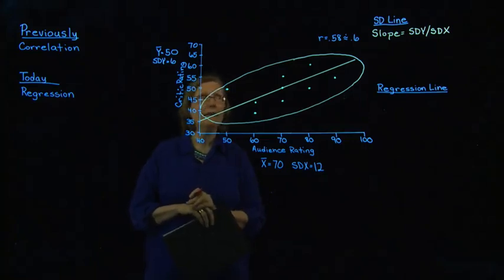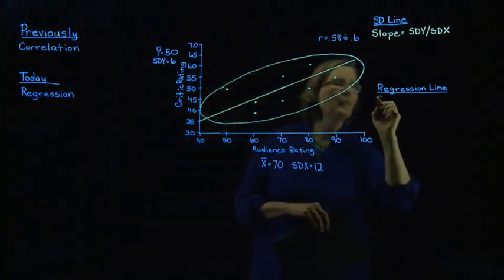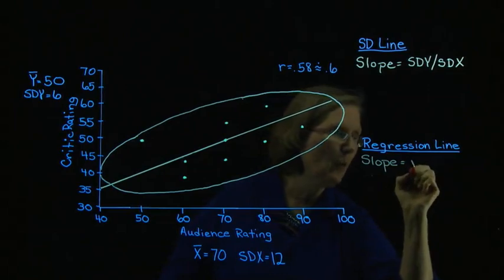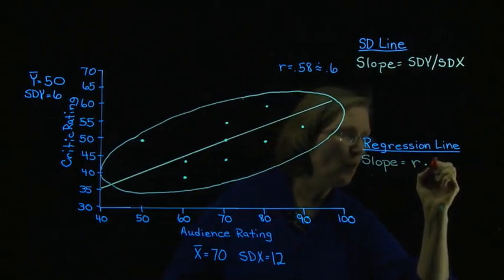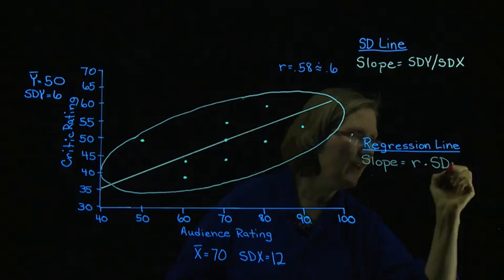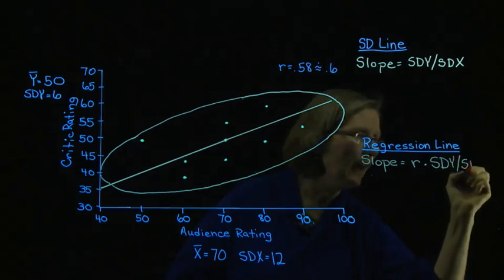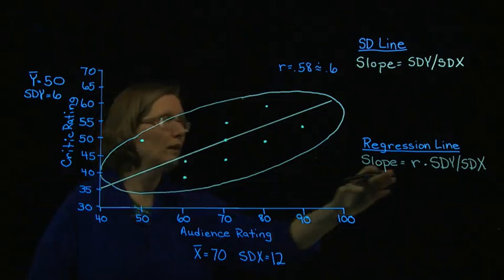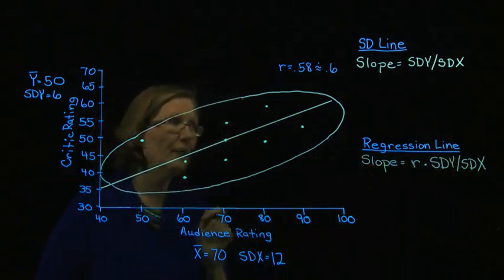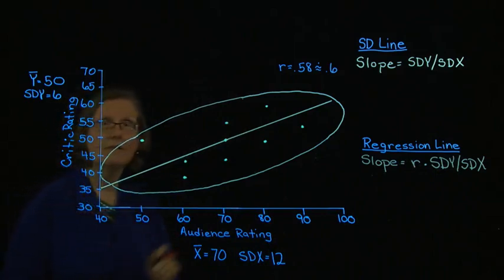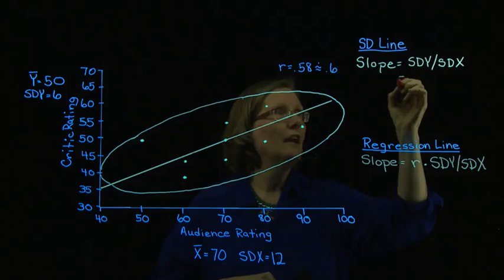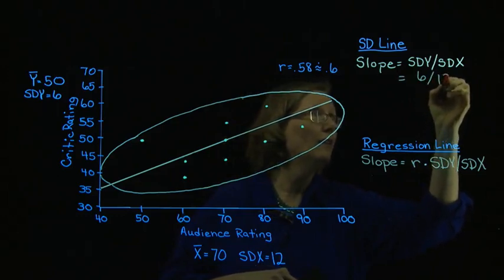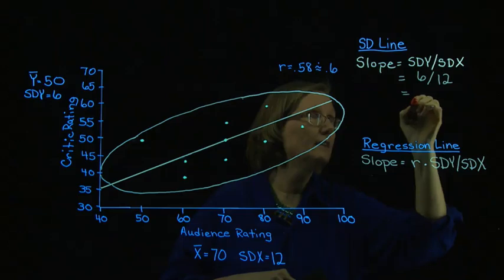How we're going to do that is, for our new slope for the regression line, instead of increasing by a whole standard deviation in y, we're going to increase by the correlation times the standard deviation of y for 1 unit in x. So our slope is going to be the correlation coefficient times the ratio of the standard deviations. The standard deviation of y was 6, of x was 12. So the slope of our SD line is 0.5.